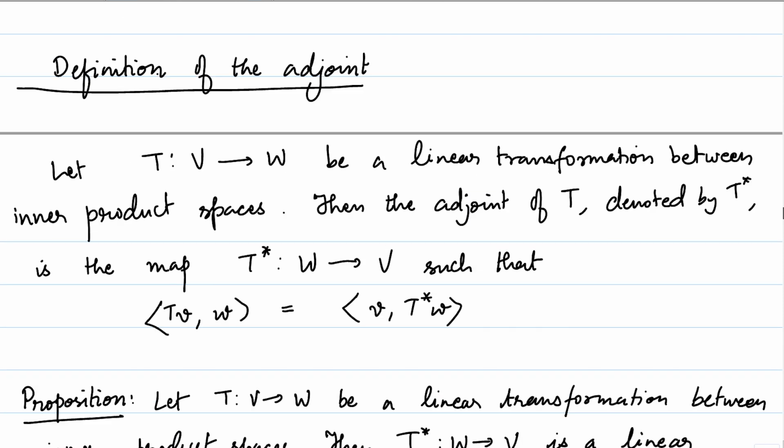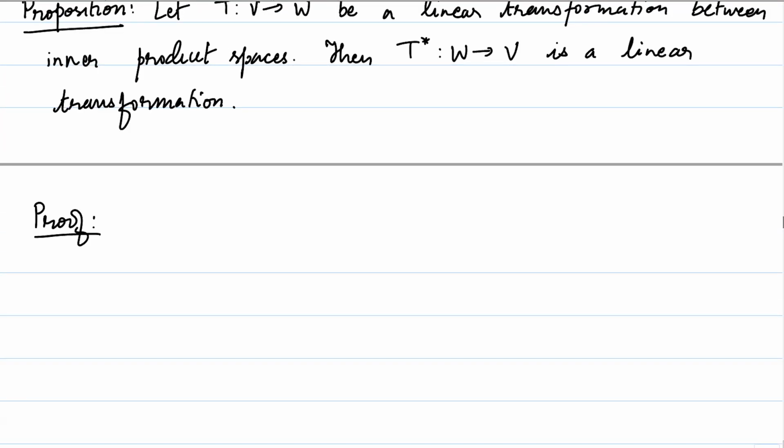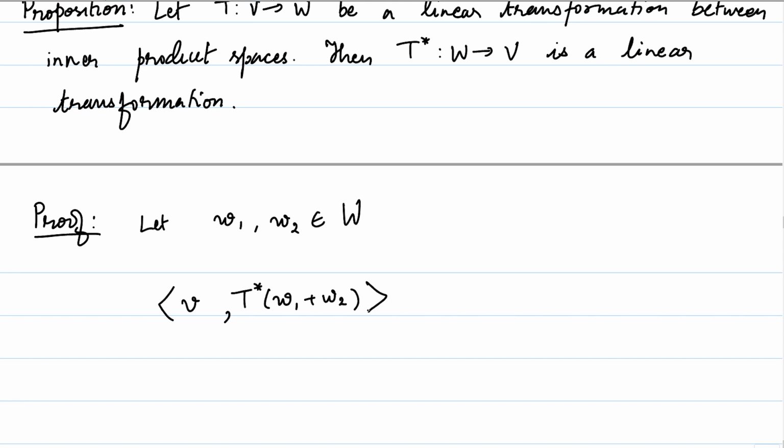The main tool that we have to go by is this particular equality: the inner product of TV with W is equal to the inner product of V with T star W. So let's somehow use this to prove that T star is a linear transformation. So let W1, W2 be in capital W. Then let's look at what is the property that is satisfied by T star of W1 plus W2. The inner product of this with a vector V in capital V.